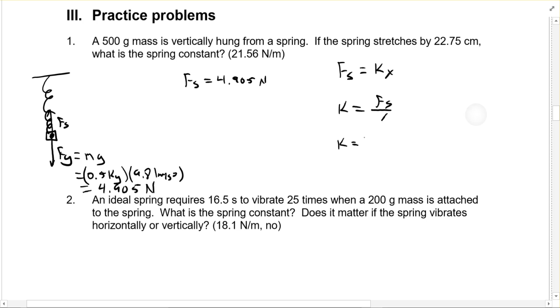So K is going to be equal to 4.905 newtons divided by, now this needs to be in meters, right? So 0.2275 meters. So that would be K is equal to 21, and that should be 21.6 Newton per meter.